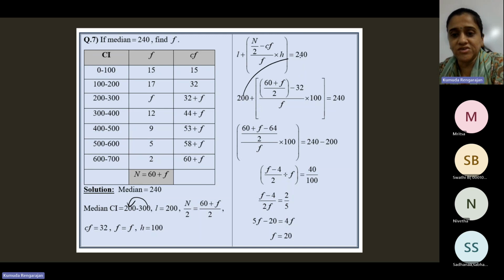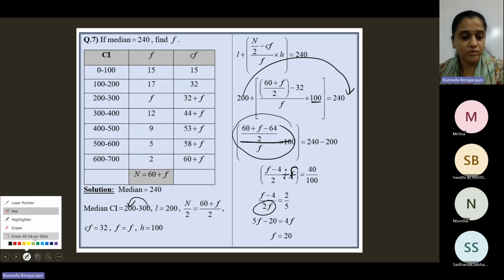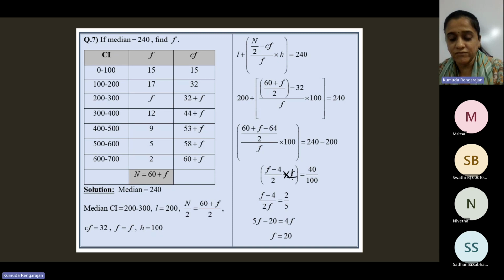Then as I told you, first transpose this one. That's the first step. And then this 100 will come for division. Into 100 will become by 100. And here I told you should take LCM, and this part you can simplify however you are comfortable with. What I have done is, because this by F is there, I have written it as divided by F. And in the next step, it's into 1 by F. So it becomes 2F into 1 by F. I hope all of you understood this. So it will be F minus 4 by 2F. Cross multiply and find the value of F. So the missing frequency is 20.